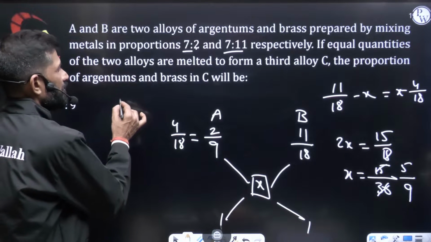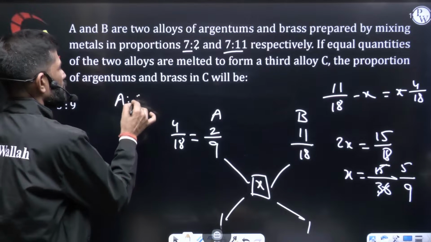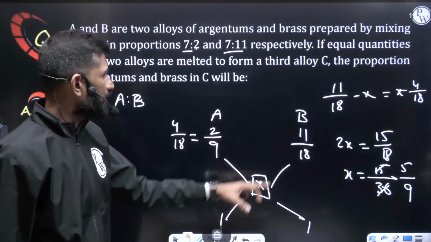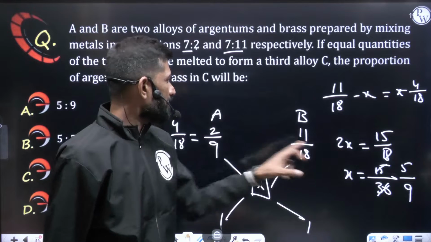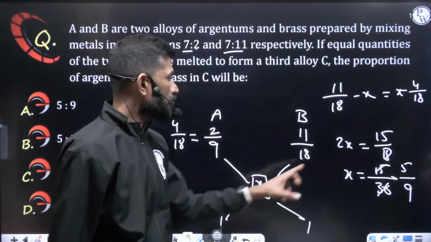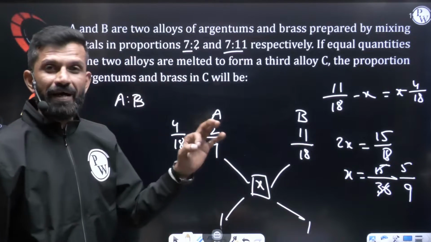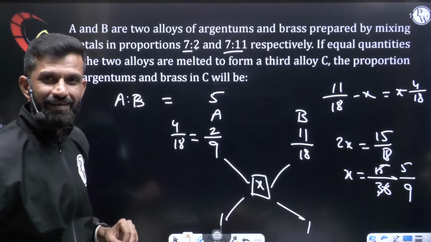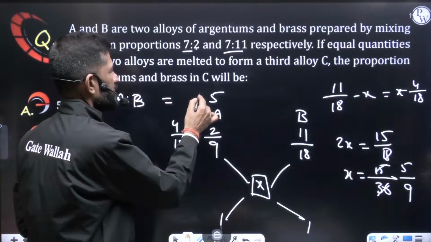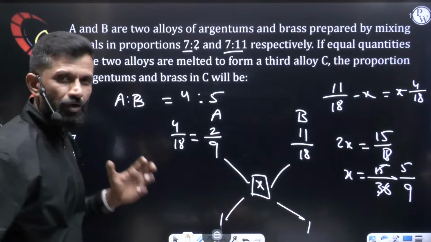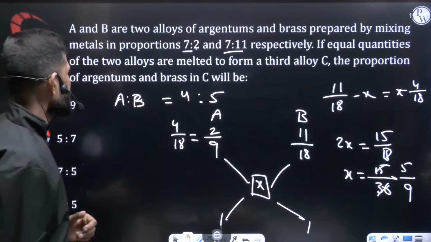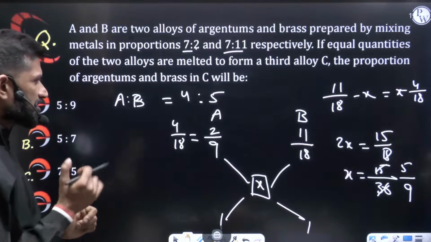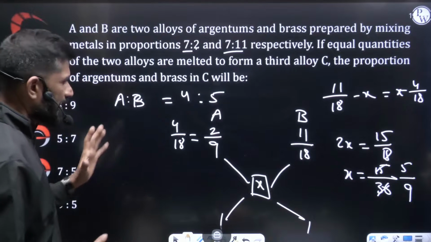So in alloy C, we have to find argentum to brass. Sorry, here it is brass, we are taking brass and proceeding. Out of 9 parts, 5 parts is the brass. So what will be the argentum? 9 minus 5, how much will it come? 4. So the new alloy will have argentum and brass in the ratio of 4:5, which is not given. Where have we made the mistake? Let us check it once again. 4:5, nowhere is it given.